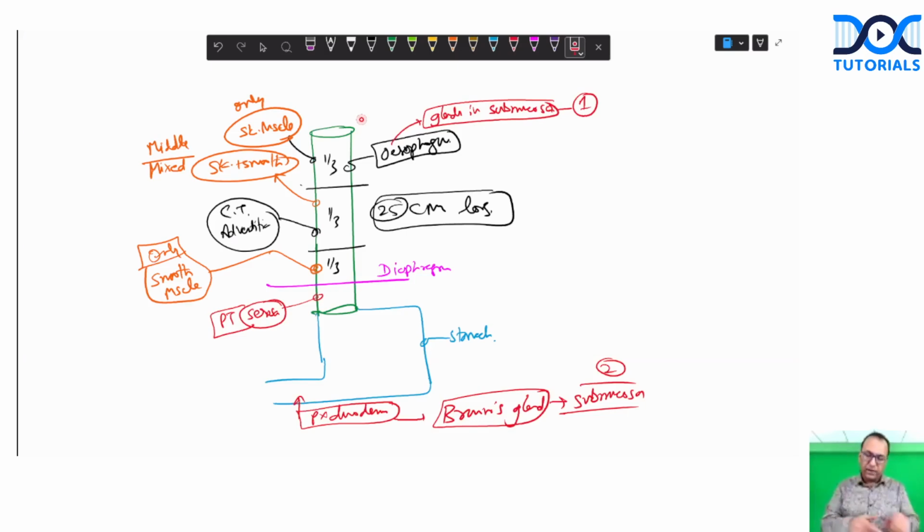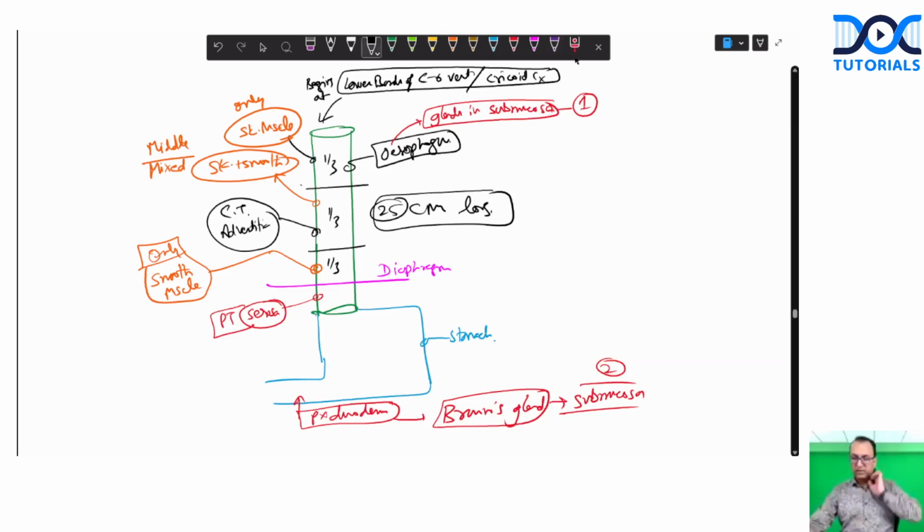So if we are talking about the beginning of the esophagus, it is the lower border of the C6 vertebra, or you can say the lower border of the cricoid cartilage. That is where it begins.